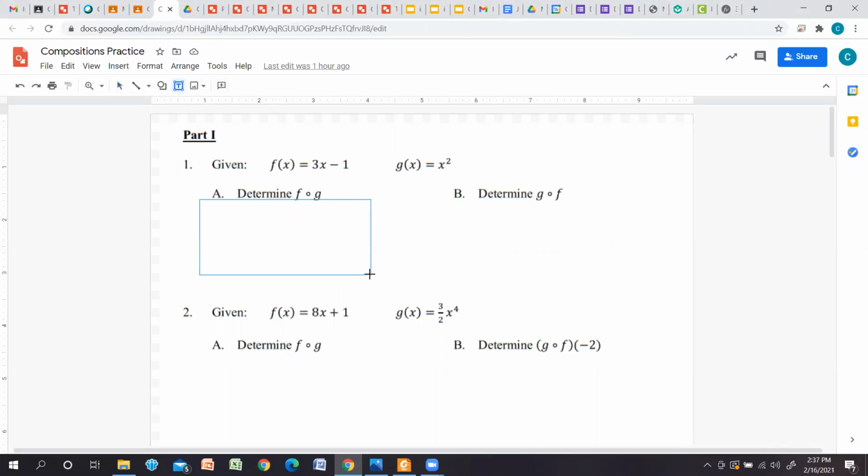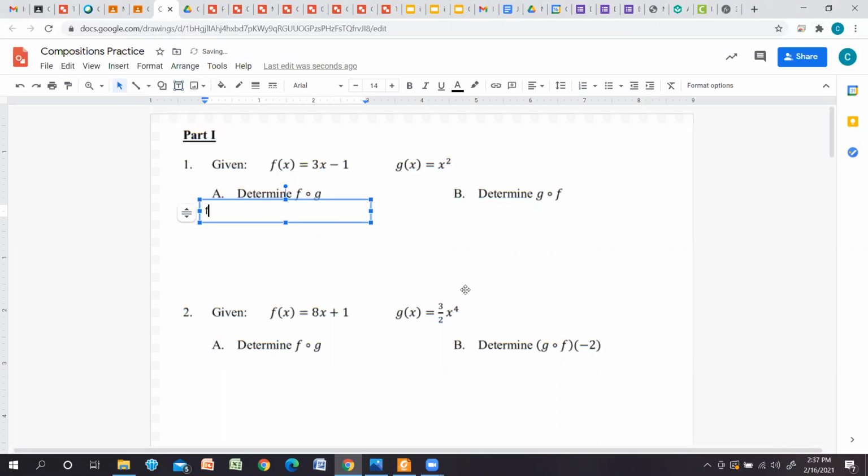For this function, I usually rewrite it with parentheses because that's clearer. So I think, okay, the input for f is g of x. Well, g of x is x squared, so I put that into parentheses. Whatever's in that parentheses is the input. I'm going to take x squared and replace the input variable with that. So f of g of x equals 3 times x squared minus 1, okay? So that's a good answer.